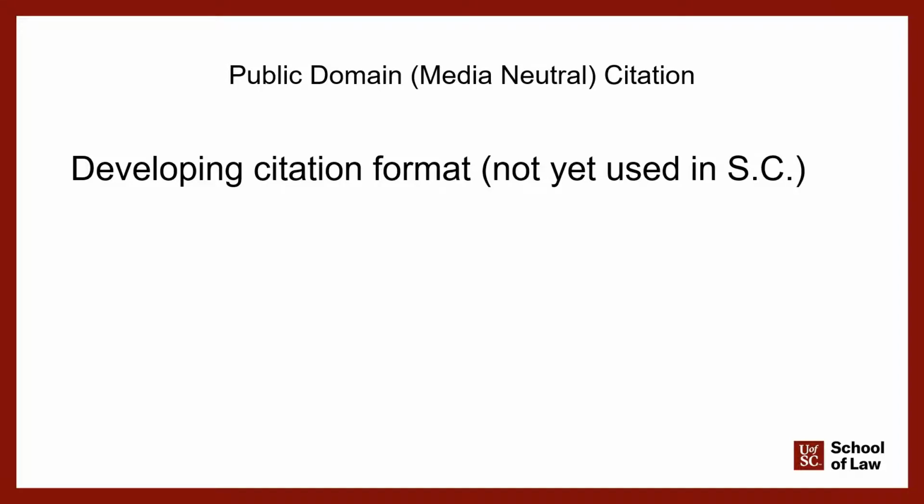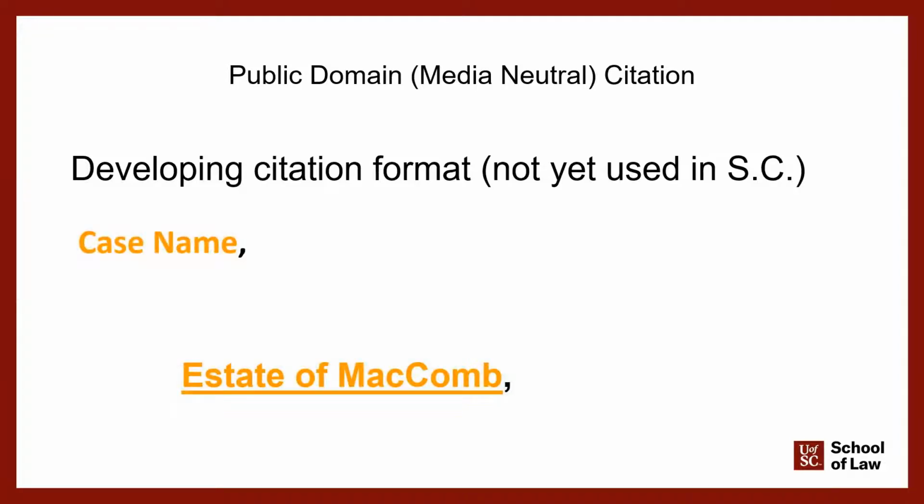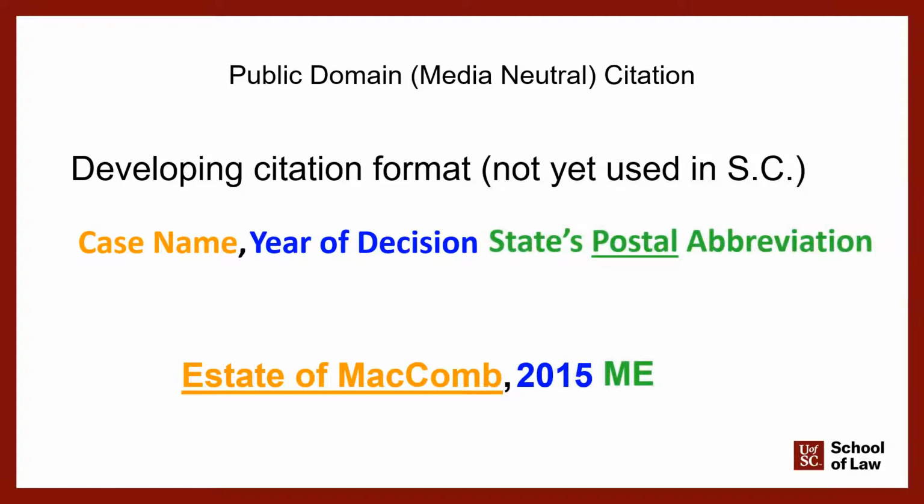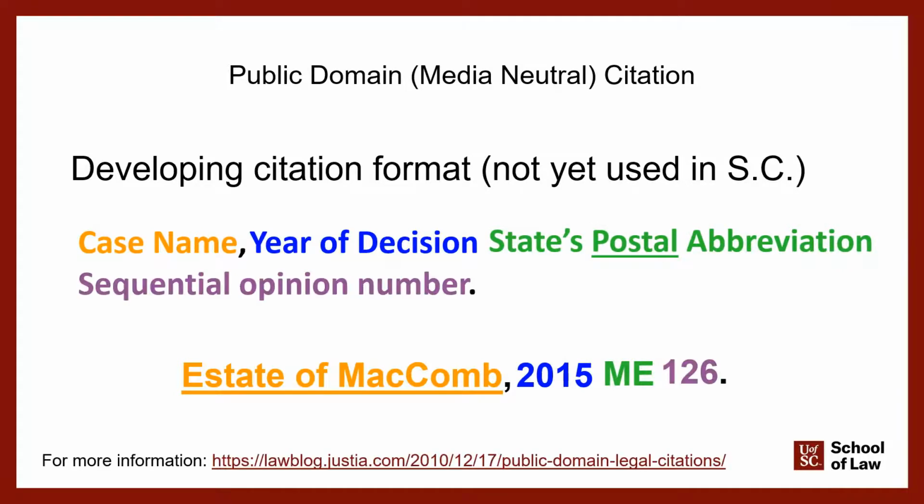So I'm throwing this out here just in case somebody brings this in, because I don't want you saying, this is a citation, and it's not like any citation that Brackmann talked about. Here's how it works. We start with the case name, just like any other citation. But the next thing we get is the year of the decision. Then we get the state's postal abbreviation, and then we get a sequential case number. Now, I've got a blog link here that you guys can click to if you want more information. But basically, what this citation tells us is that this is the 126th opinion issued by the Maine Supreme Court in the year 2015.